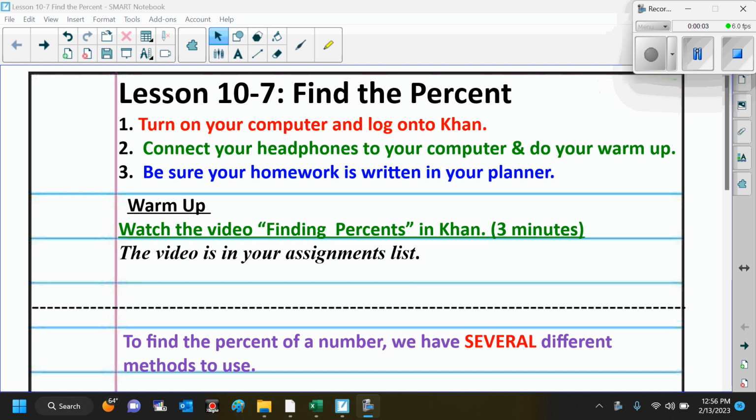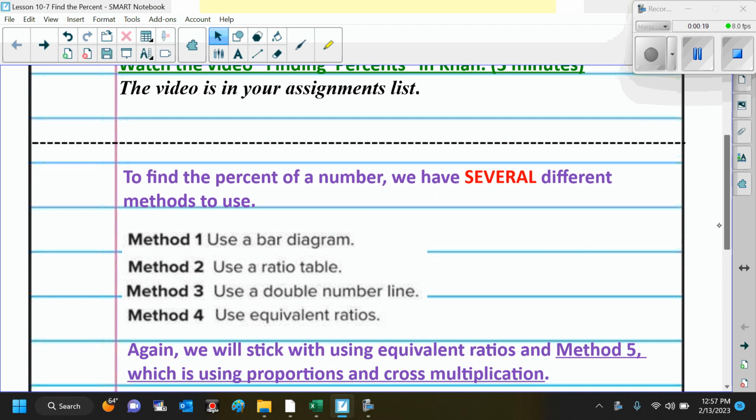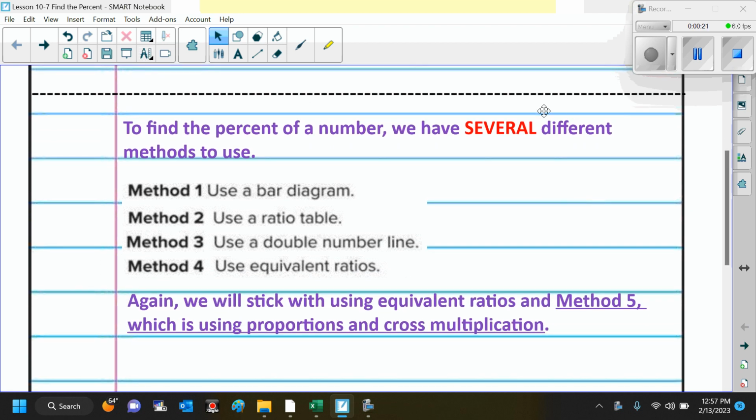So today's lesson is 10-7, which is find the percent. The first thing you did this morning was watch a video on finding the percents on Khan. And I wanted to talk to you about all the methods again. Now remember, we have several methods that we know how to use. We can use the bar diagram, ratio tables, double number line, or the equivalent ratios.